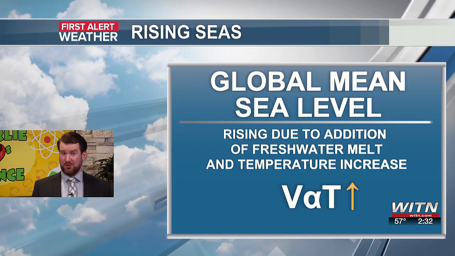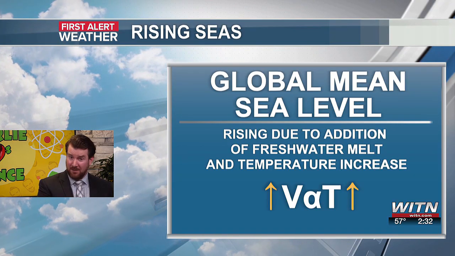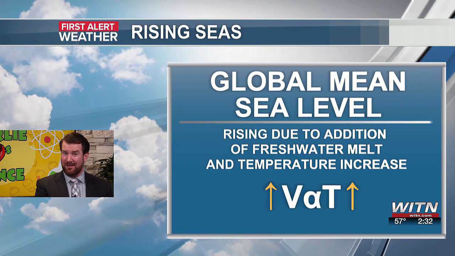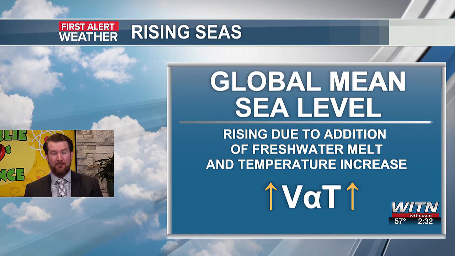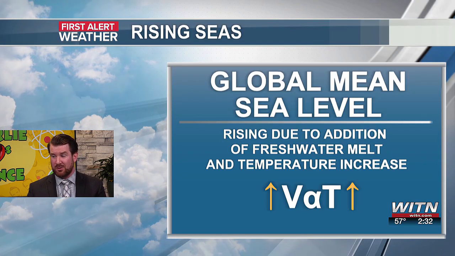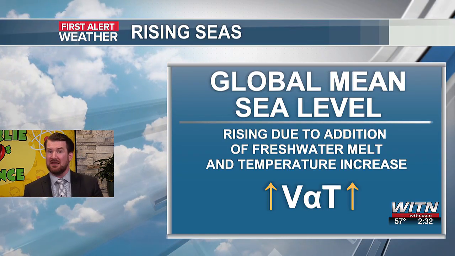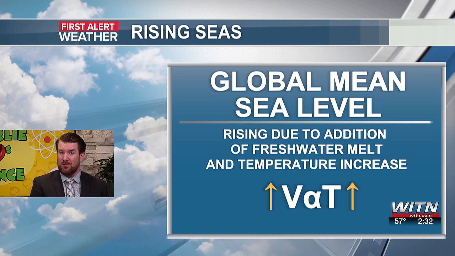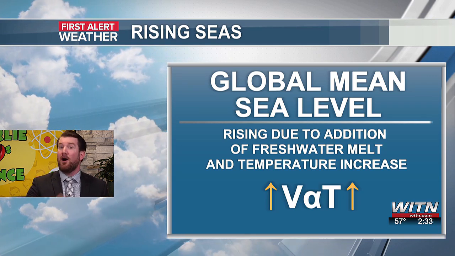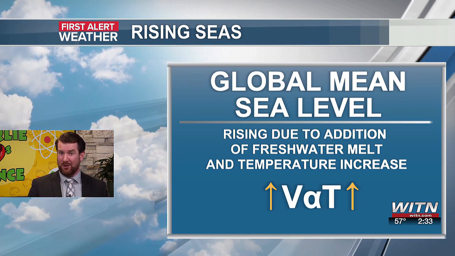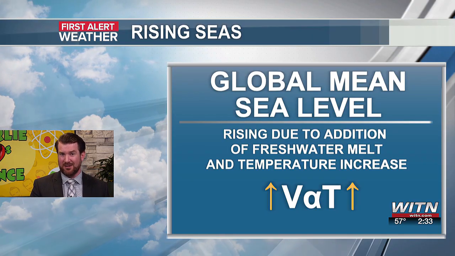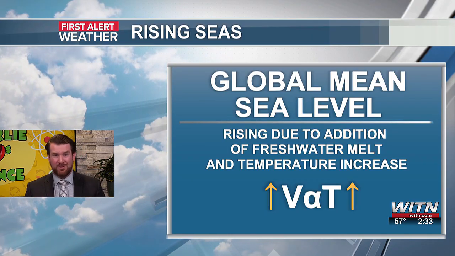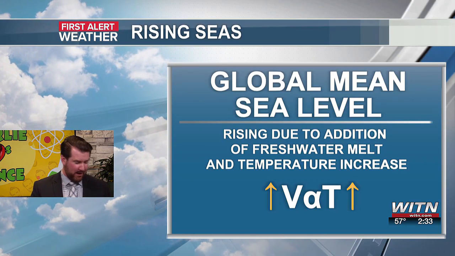As temperatures rise, volume rises as well. And this would be true in the flip. If we saw global temperatures start to decrease, we would see the amount of water in the oceans, or I should really say, the volume of water in the oceans would decrease as well. So those are kind of the two main things that again bring us to global mean sea level rise.